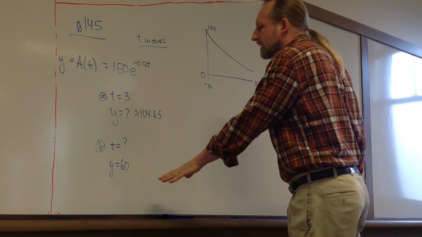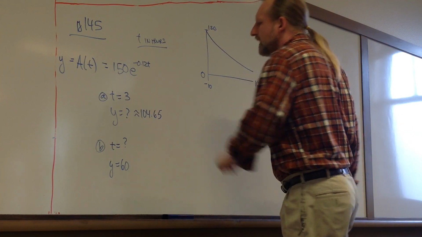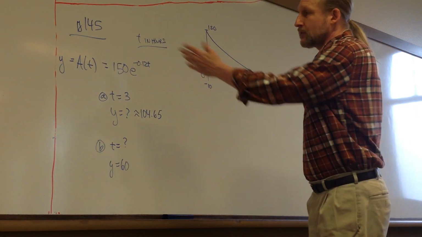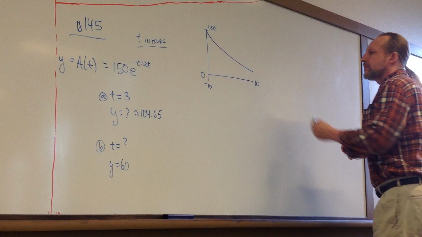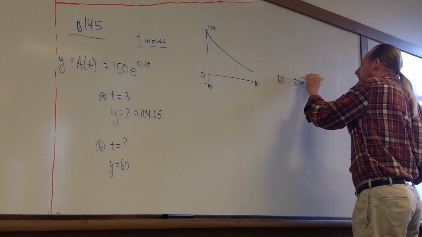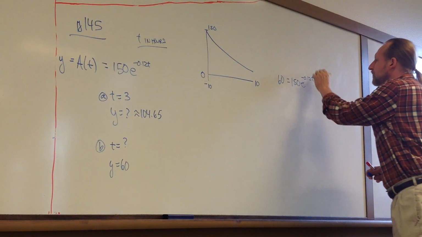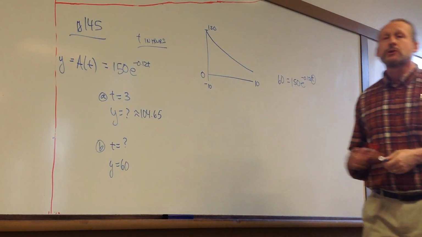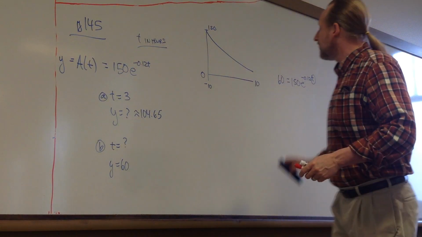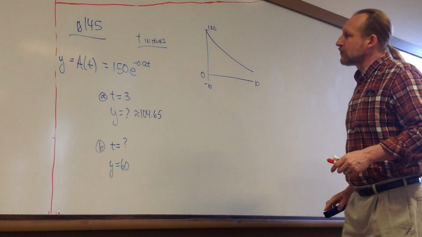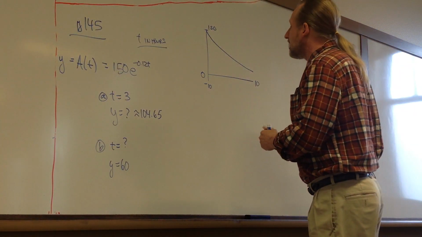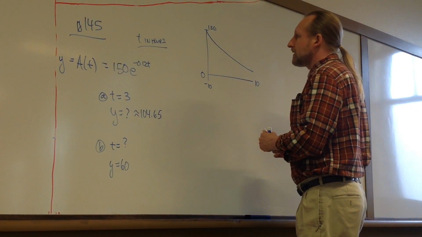Part B says, what value of t will make y be 60? Now there are algebraic ways of solving this, right? What we would do is make the y be 60 and set up an equation that looks like this, and then solve for this t. We will talk about how to do this algebraically over the course of chapter 3. But for right now, since we don't have those tools, we're going to solve this graphically. We're going to graph a line where y is equal to 60.